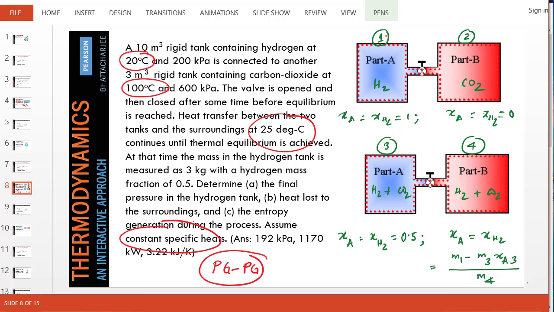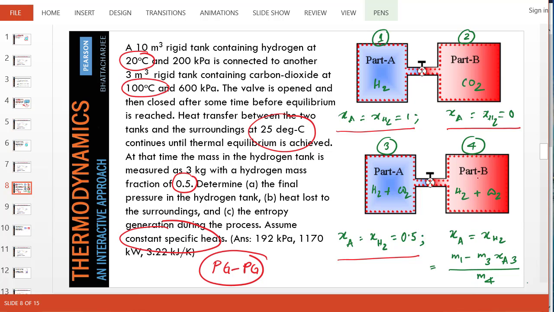So for state 1, which is the left tank's initial state, we can say XA equals 1. And for state 2, XA equals 0. Basically, if we set up a mixture of hydrogen and CO2 and want to obtain a pure component, we set the mass fraction to be either 1 or 0, and then it becomes purely hydrogen or purely CO2. For the final states, XA, the hydrogen mass fraction, is given to us as 0.5 right here.